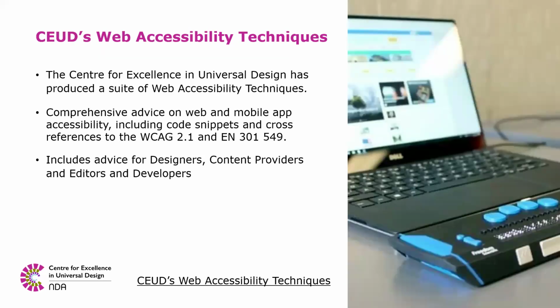Alongside the communications toolkit, the Centre's web accessibility techniques are also really useful, and these provide comprehensive advice on web and mobile app accessibility, and include code snippets and cross-references to the WCAG 2.1 and also to the European standard EN 301549. It includes advice for designers, content providers, and editors and developers. And you can find that on our website as well.